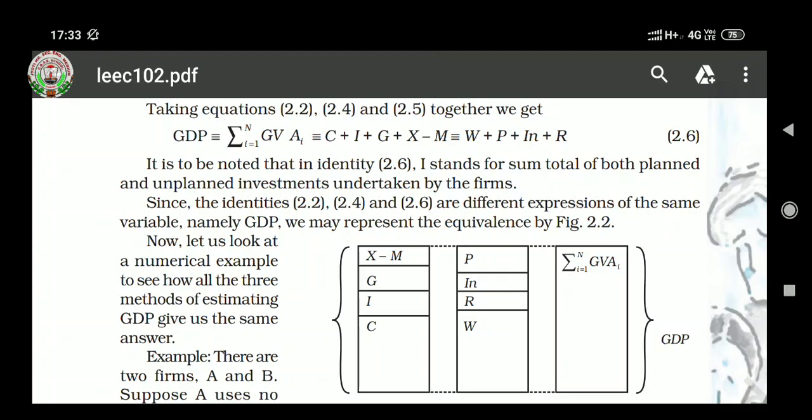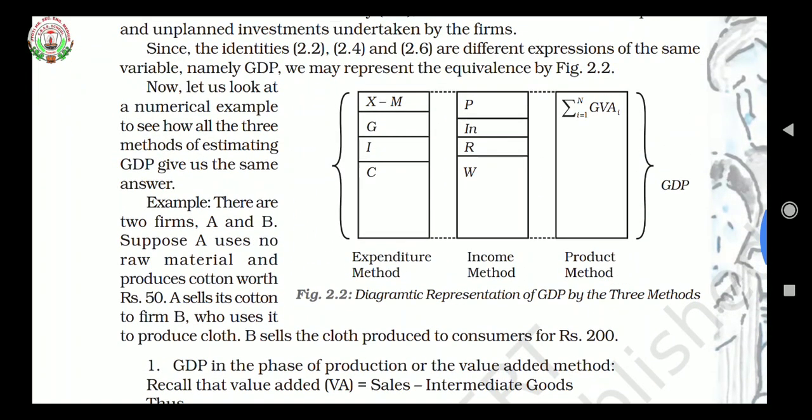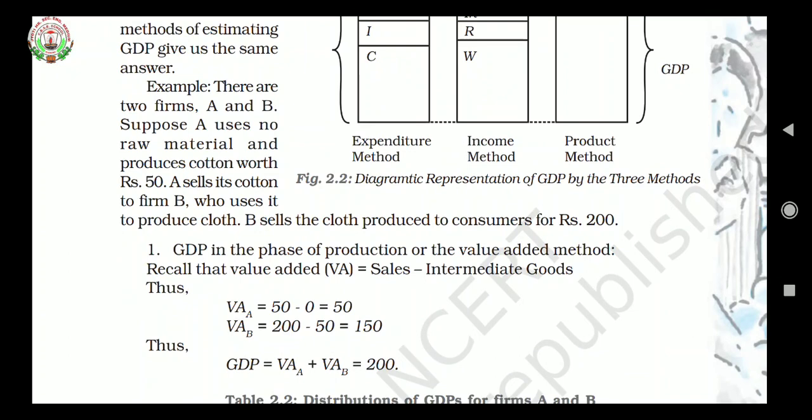we may represent the equivalence by figure 2.2. Now let us look at a numerical example to see how all three methods of estimating GDP give us the same answer. Example: there are two firms A and B. Suppose A uses no raw materials and produces cotton worth rupees 50. A sells his cotton to firm B, who uses it to produce cloth. B sells the cloth produced to consumers for rupees 200.